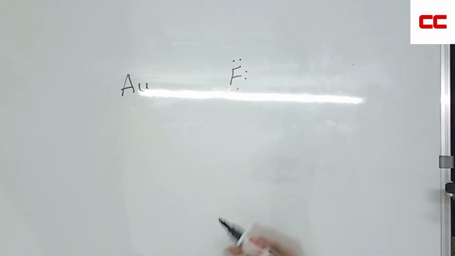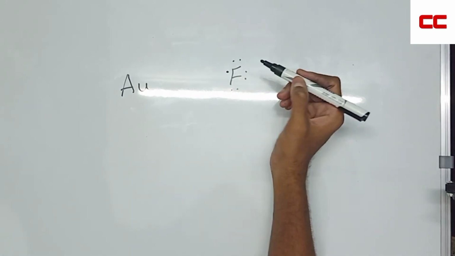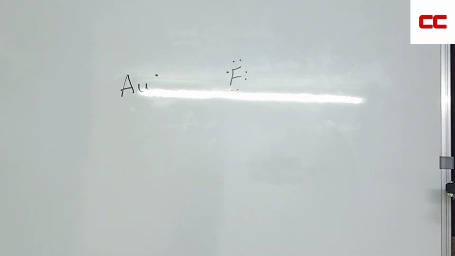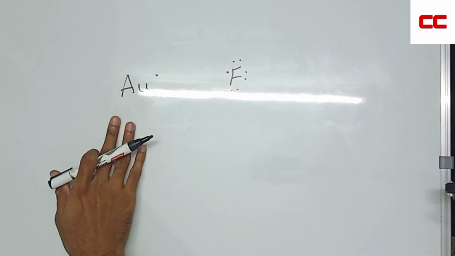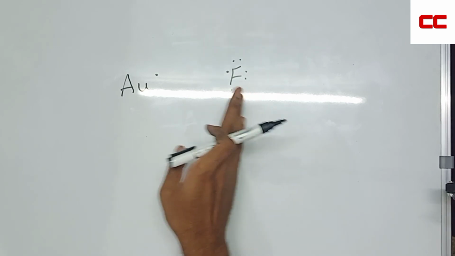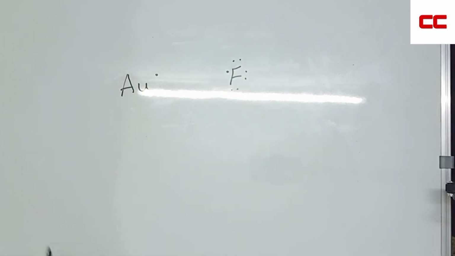So 1, 2, 3, 4, 5, 6. Is this complete? Exactly, it is not complete, because which group will have 7 valence electrons? The 17th group. And fluorine belongs to the 17th group only. Then why will I draw 6 valence electrons? 7 valence electrons should be there. And if I draw 1 valence electron, is it sufficient for gold? Yes, indeed, because this is from the 11th group and this is from the 17th group. The 17th group will have 7 valence electrons, and 11th group elements will have 1 valence electron.